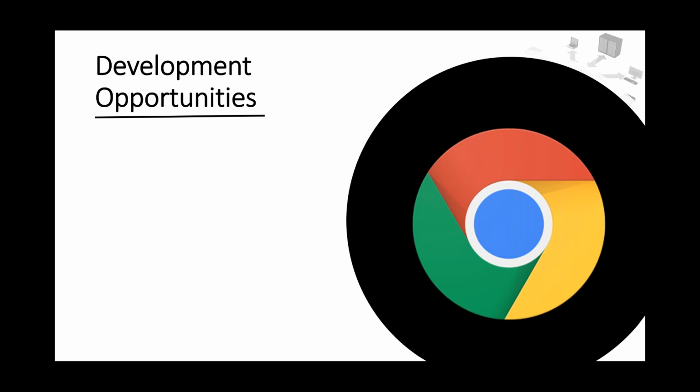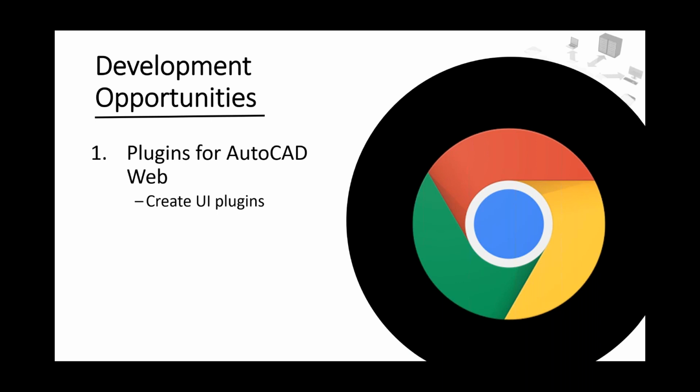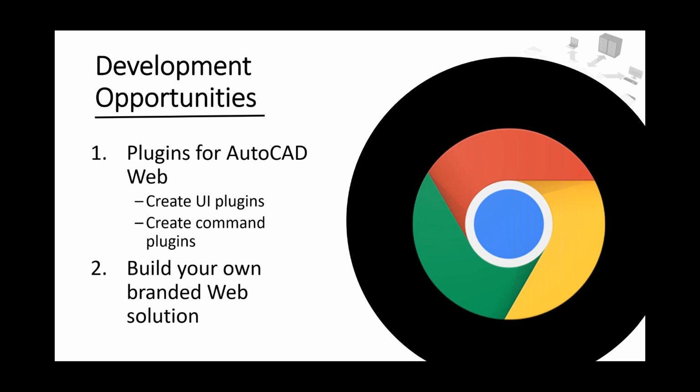One day, AutoCAD Fabric may enable you to build plugins for an AutoCAD web application. And you'll be able to customize the Fabric engine to create your own commands using C++ because the engine is written in C++. And you could create your own UI. So on the web, you would create your UI using JavaScript and React. And then you could add your engine plugins using C++. So you could create UI plugins, you could create command plugins, and you could also build your own branded web solution.